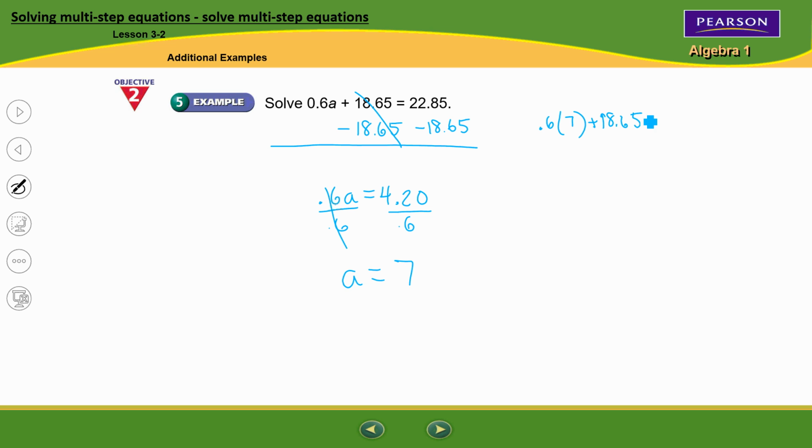So check that out, 0.6 times 7 plus 18.65, what's that going to equal? 4.2 plus 18.65, that does indeed equal 22.85. And we know our answer, or at least we have pretty good confidence that our answer is correct.